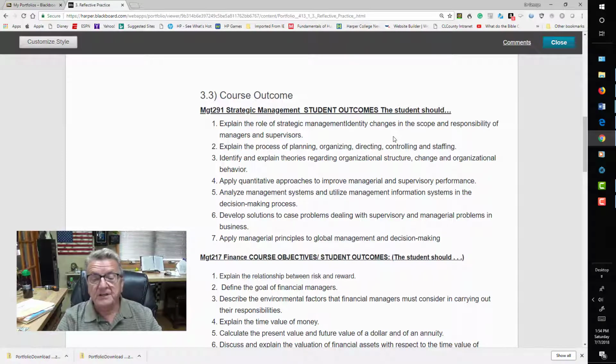And develop solutions to case problems dealing with supervisory and managerial problems in business. One of the core objectives I tell them is that you'll be doing case studies. As a middle manager, a lot of times I'm not there when things are happening, so I have to analyze it after the effect happens. Part of the case study is looking at the information presented and identifying the problem, which is usually the hardest thing, either through team or collaborative interaction, or through my experience or outside sources, and then how we come up with a solution.